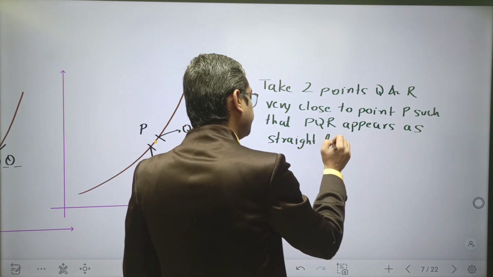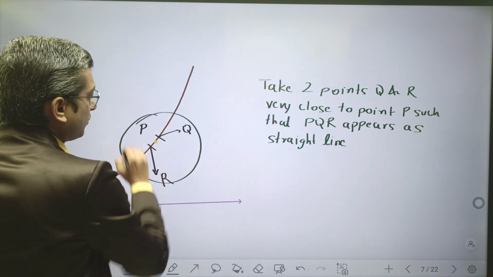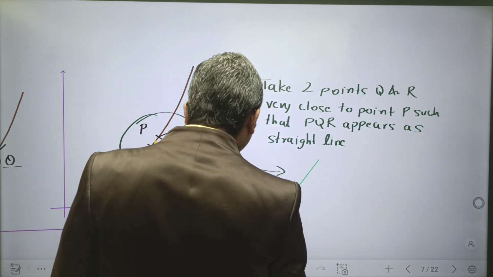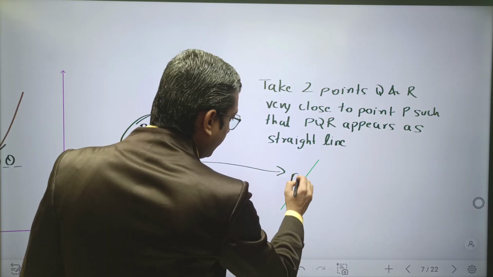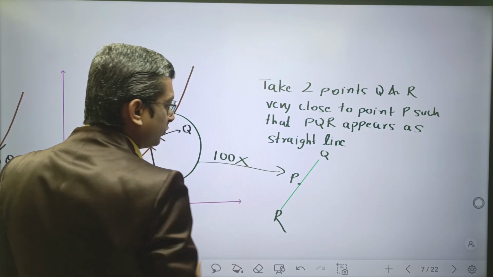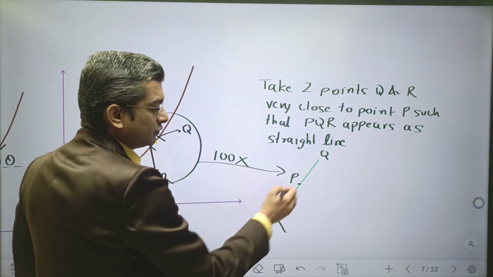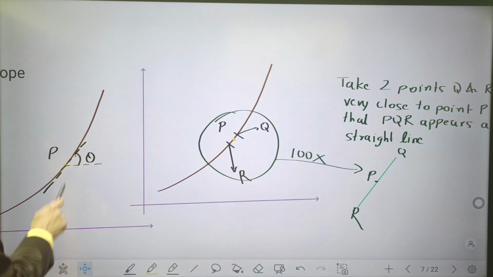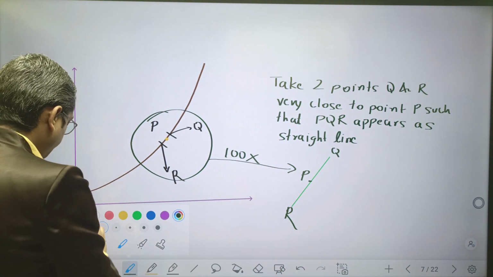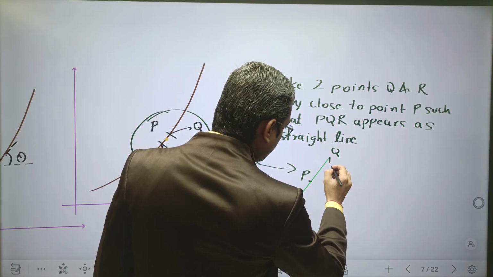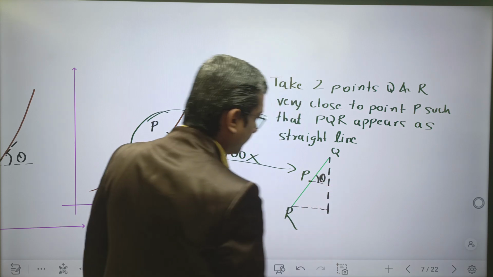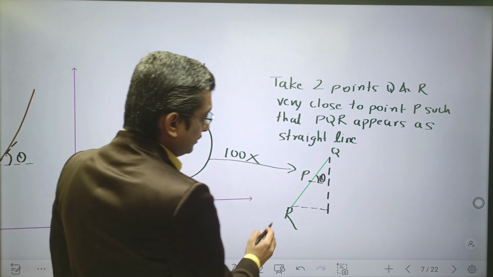So this is the logic. I am drawing this PQR segment, which appears as a straight line. Here in the center we have P, this is Q, and this is R. We are zooming it, let us suppose 100 times. So what we get is P, Q, R. Now we have to find tan theta, since we need to find the instantaneous slope at point P. So I join this, and here this is tan theta. I mean this value is theta, isn't it?